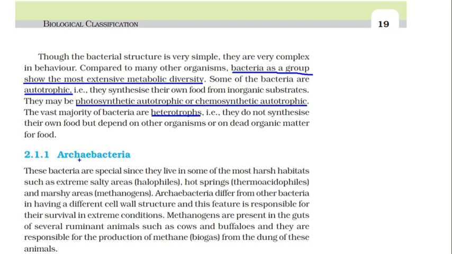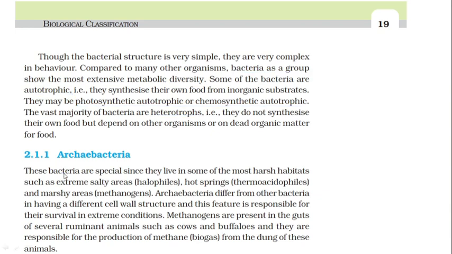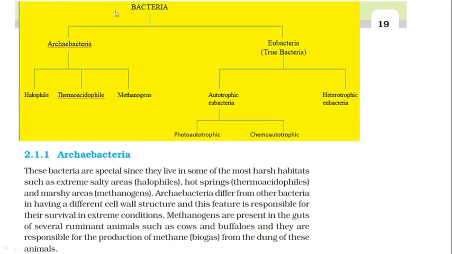Apart from this, let us also see different kinds of bacteria that exist on our planet. So broadly we can say that bacteria are archaebacteria and eubacteria. Archaebacteria are a primitive type of bacteria which are still present in salty areas, hot springs. So let us quickly see the main characteristics of archaebacteria. Archaebacteria are those bacteria which are special since they live in some of the most harsh conditions. Harsh conditions like salty areas. So when they are present in salty areas, they are also known as halophiles.